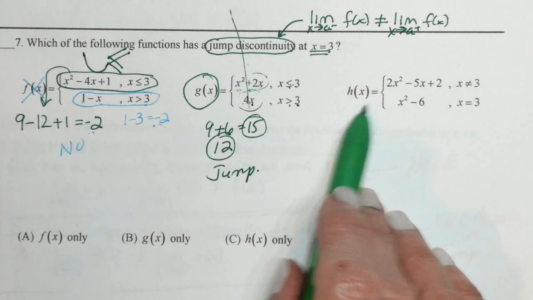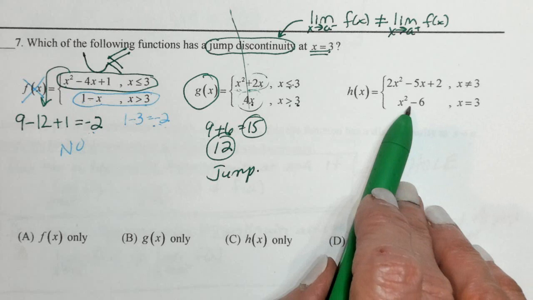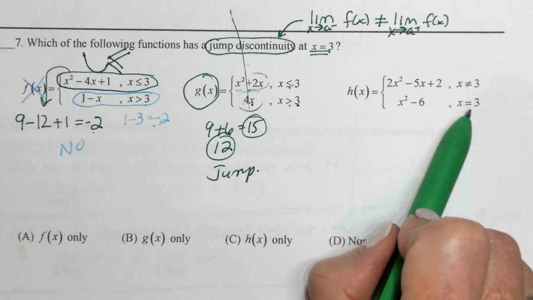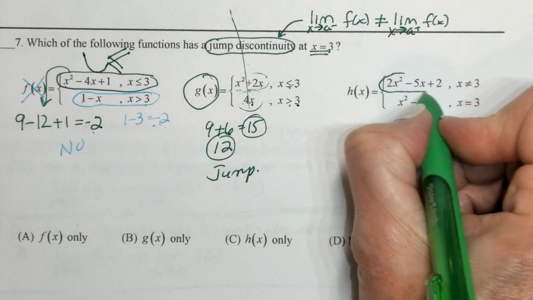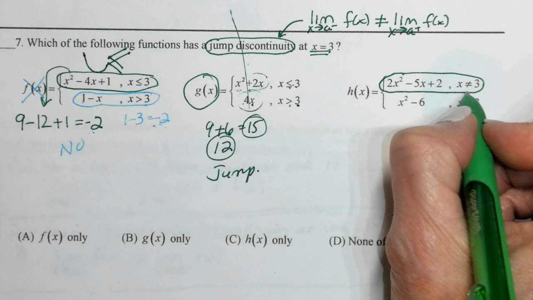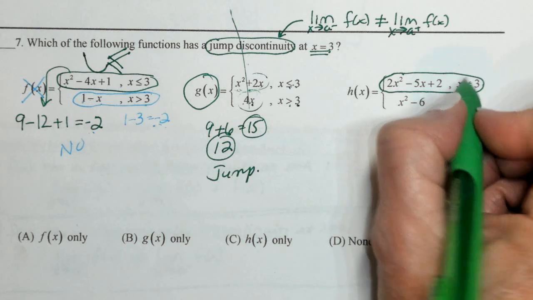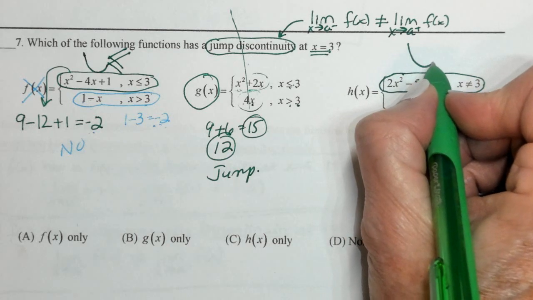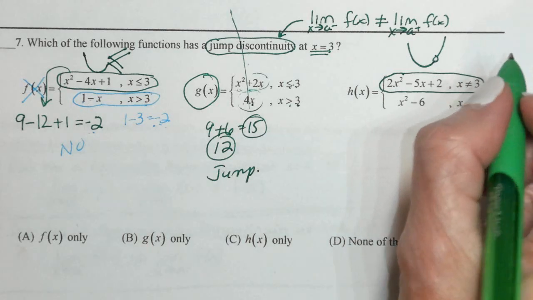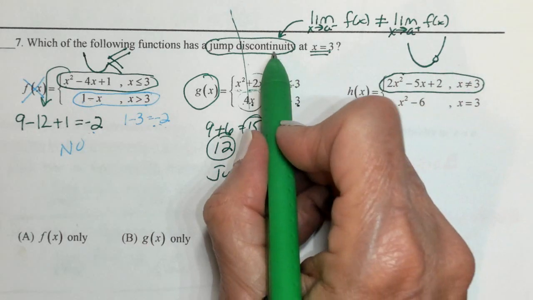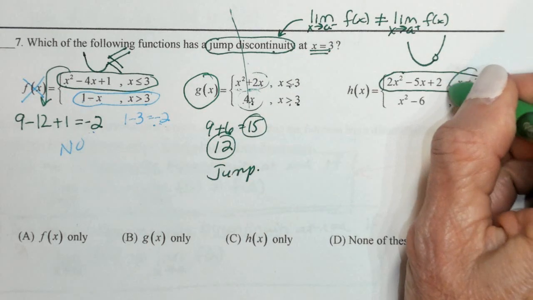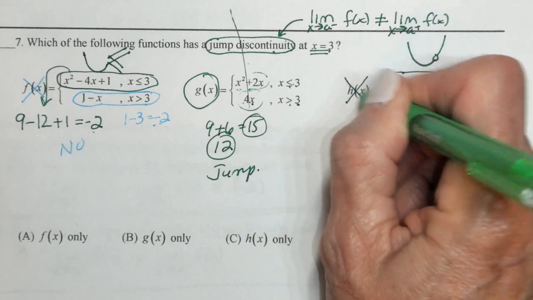Let's look at H. Now I see a parabola, and I see another parabola. Okay. However, look at how they defined it. This parabola is true everywhere except exactly when x is 3. This parabola is true everywhere except exactly when x is 3. Is it possible for this function to have a jump discontinuity? No. Because of the way they defined it, it is not possible to be a jump.